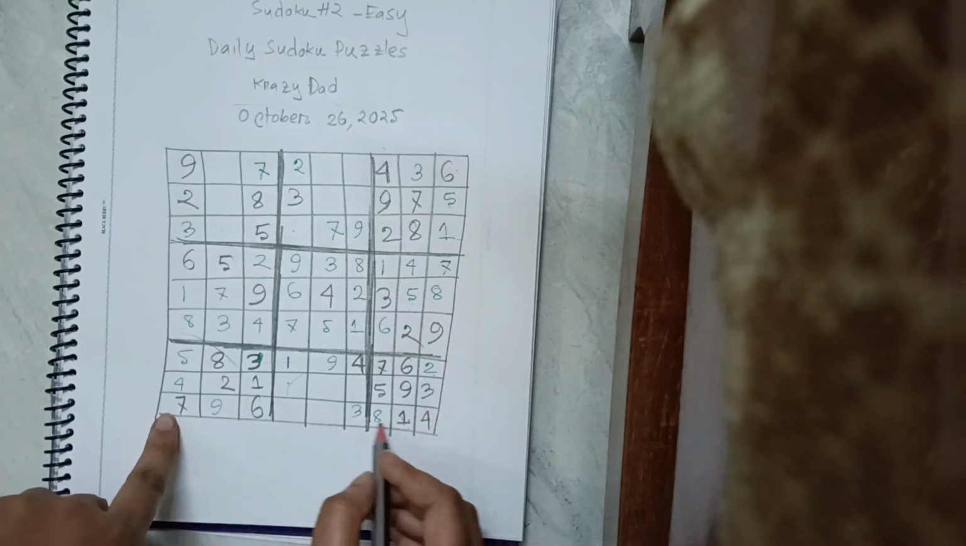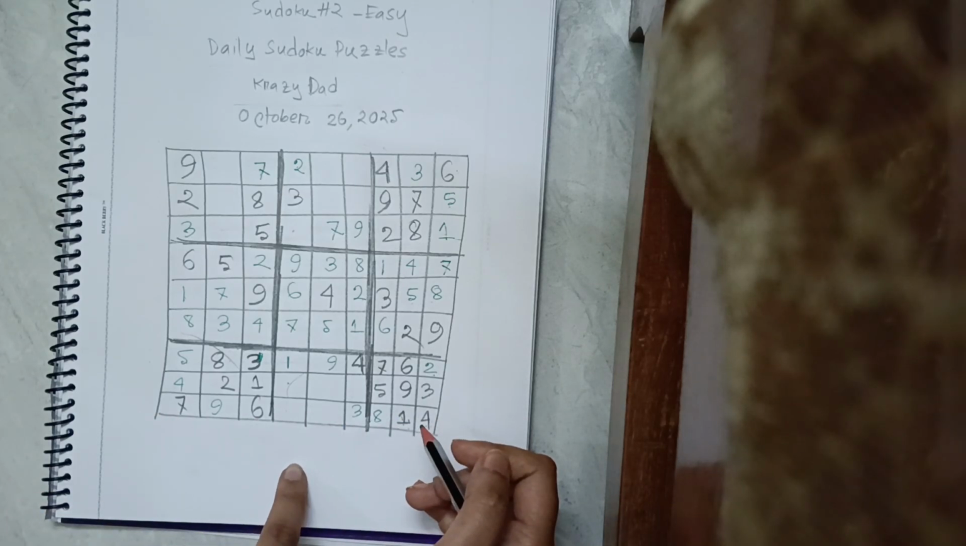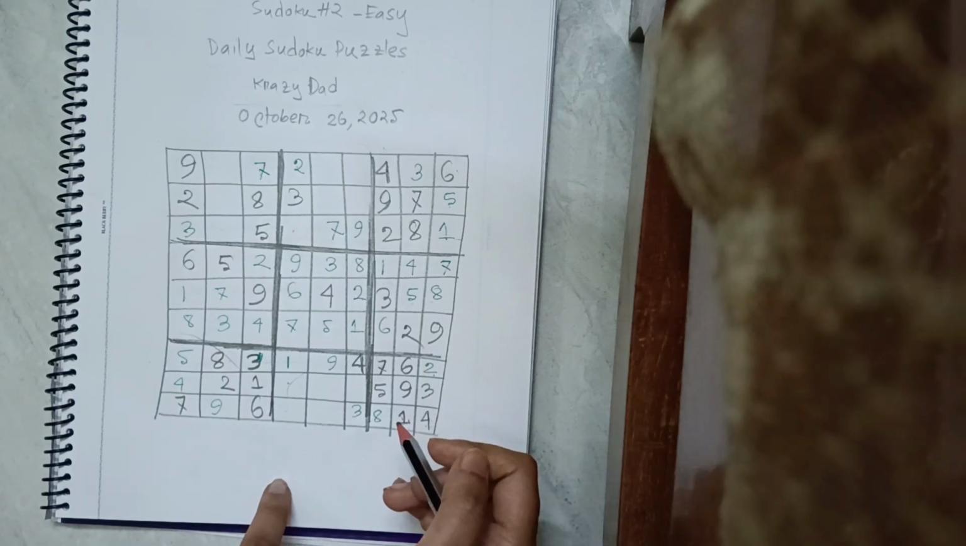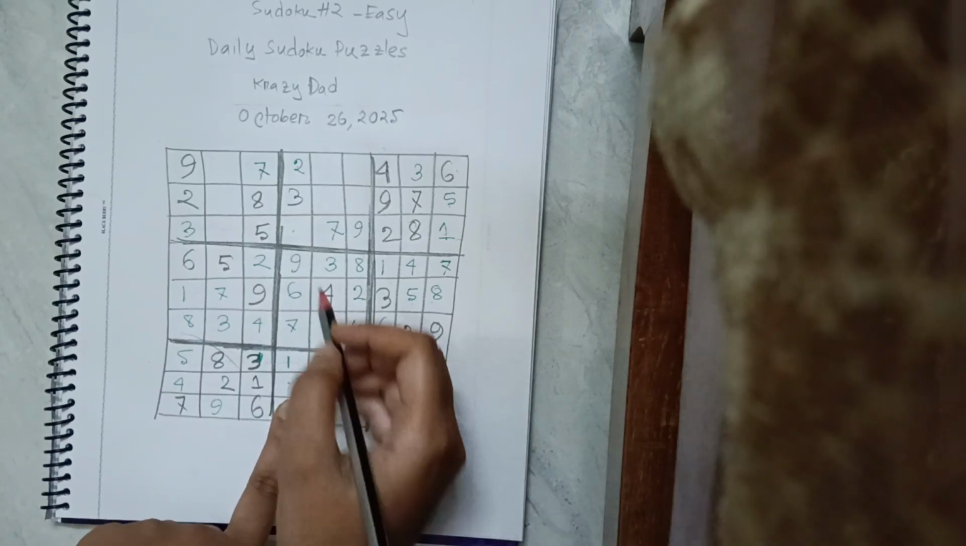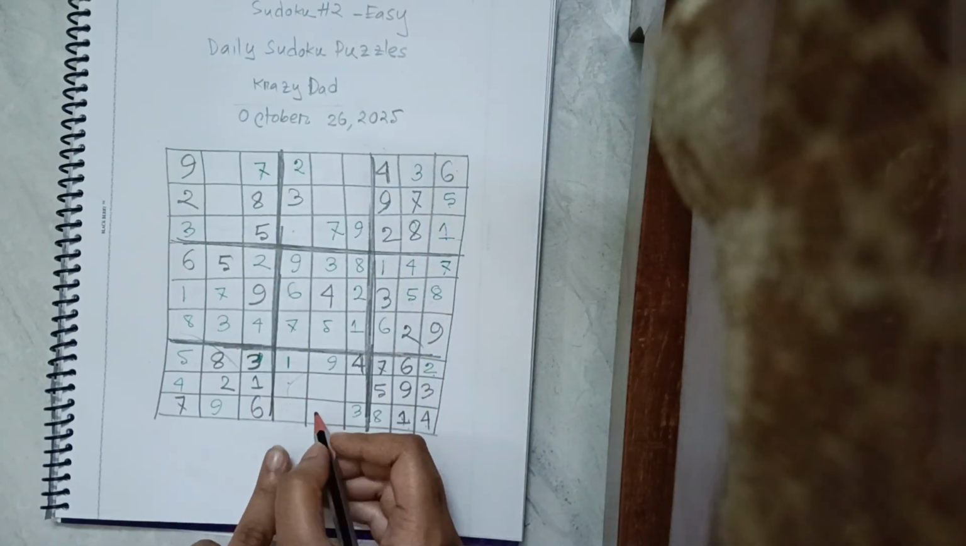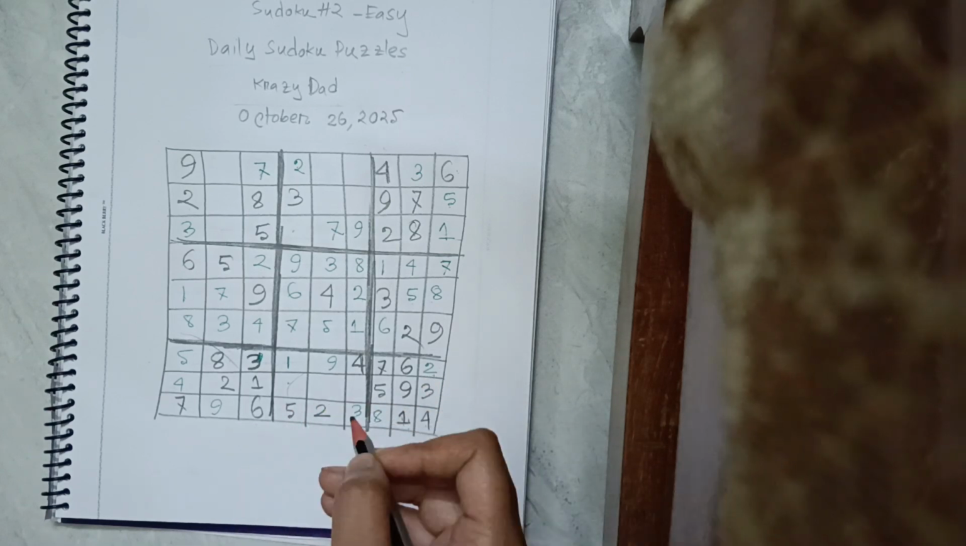So let's choose this row now. What are the missing numbers? 2 and 5, right? So what about 2? We cannot write 2 in this box because 2 is already in this column, so 2 must be here. So we can write 5 here.